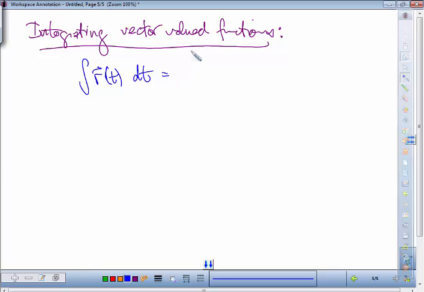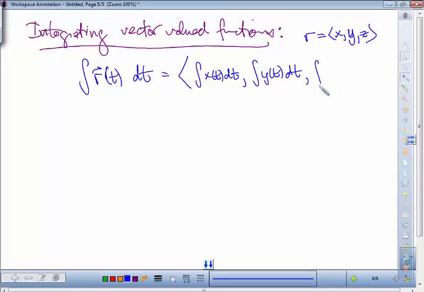And so the way we're going to define it is to take a look at R as x, y, and z. They're all functions of t. And really what we have here is the integral of the first function with respect to t, the integral of the second function with respect to t, and the integral of the third function with respect to t. So there's no surprise there. It's just like how we did the derivative. We took the derivative component-wise. Similarly, we're going to take the integral component-wise as well.